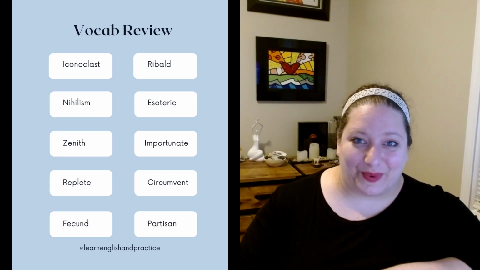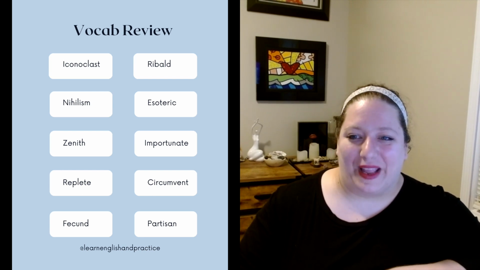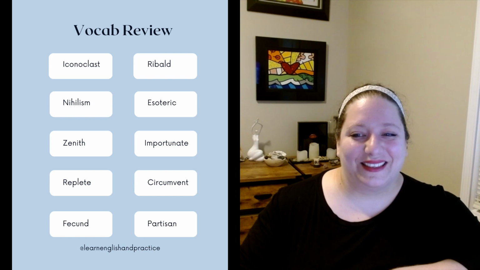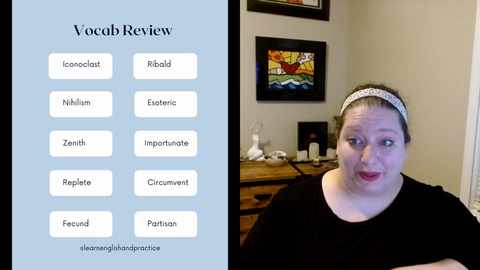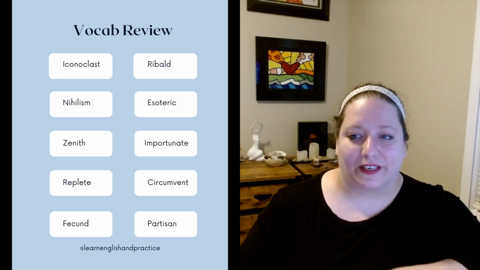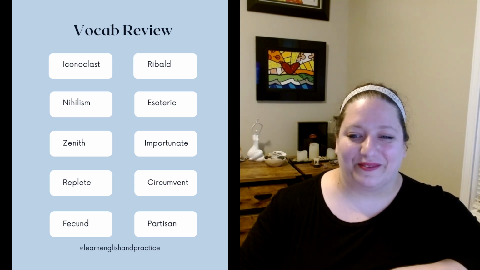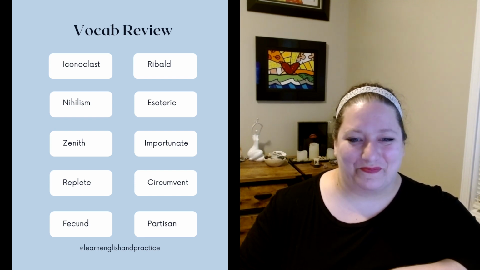Let's go through these words one last time. We have iconoclast, nihilism, Zenith, Replete, Fecund, Ribald, Esoteric, Importunate, Circumvent, Partisan.